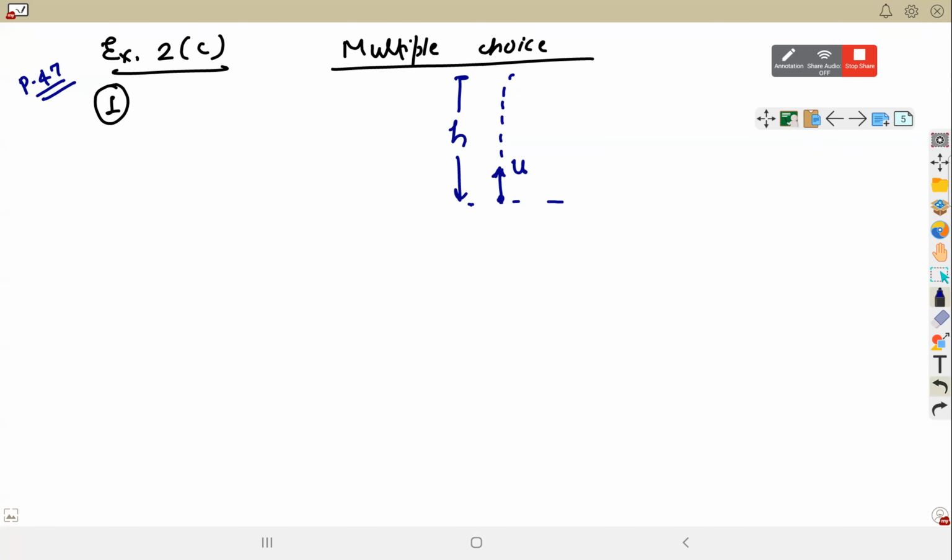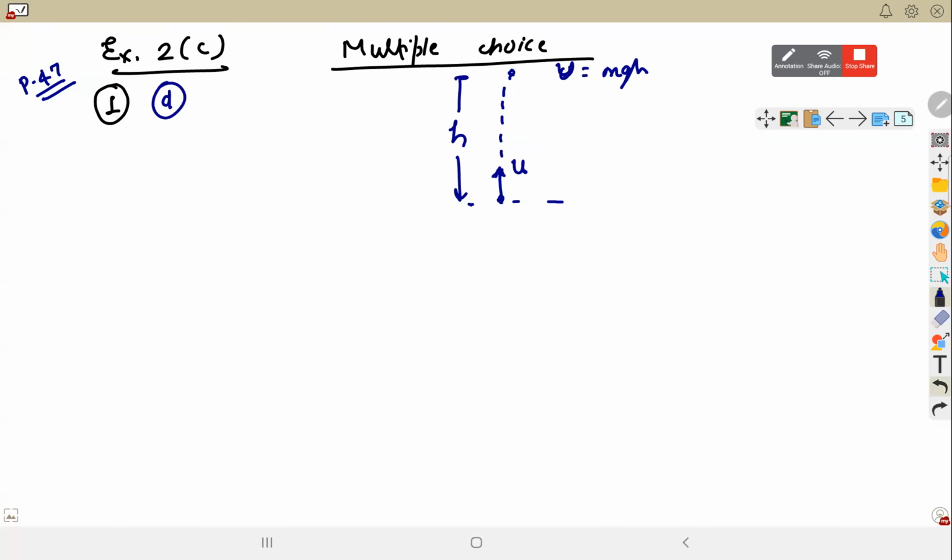So the answer is: the potential energy of the ball at the highest point is mgh. Potential energy of the ball at the highest position is mgh, because at the top its height is the highest. Right. Okay. The answer is D.